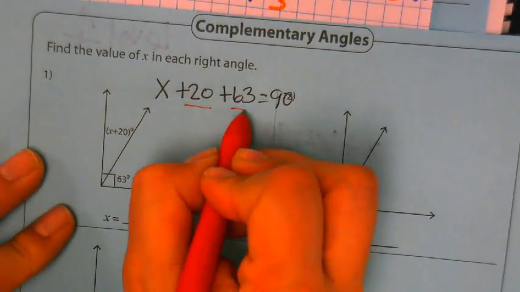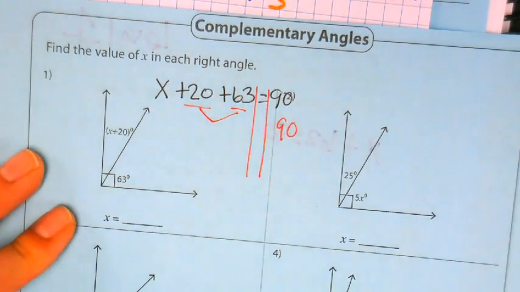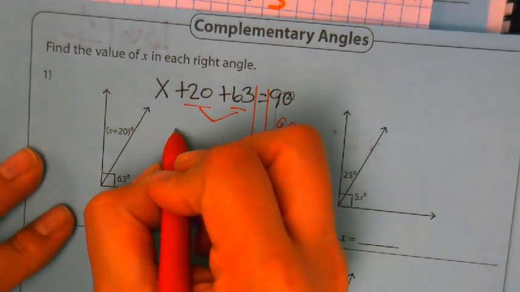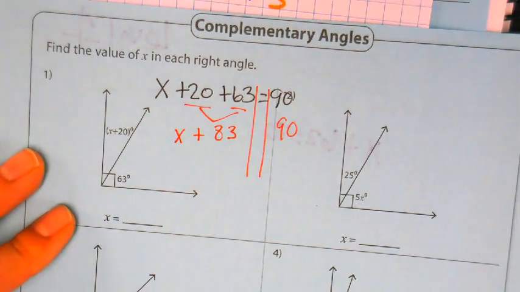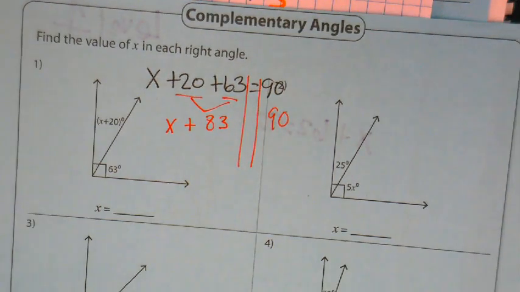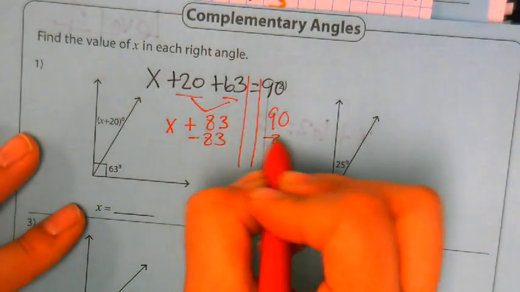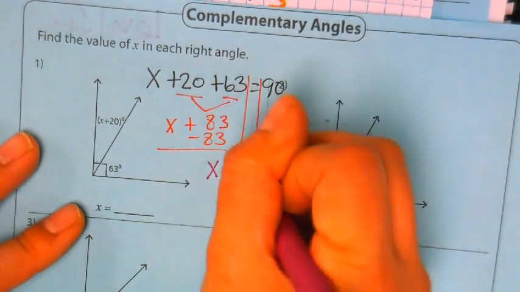So put these two together. Put these two together. Add them up. What's 20 plus 63? 83. So x plus 83 is equal to 90. Now what? Focus. Minus 83. Minus 83. What is x equal to?